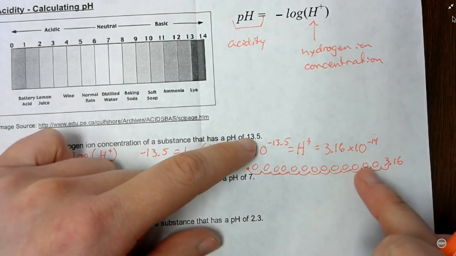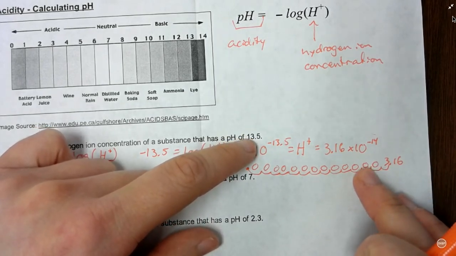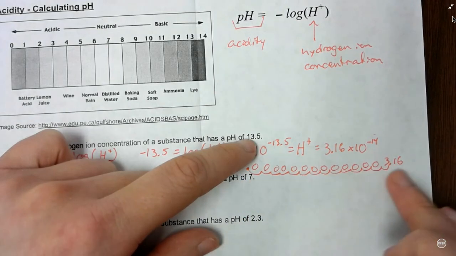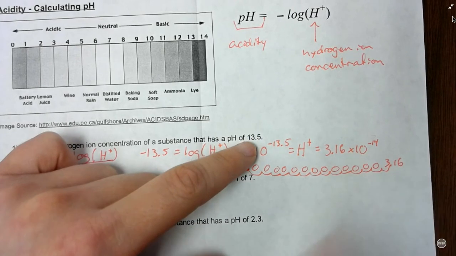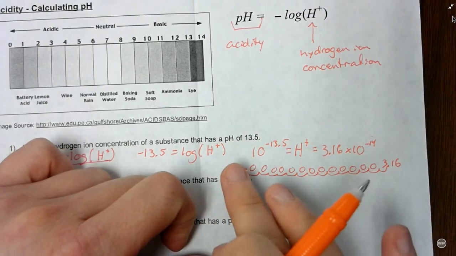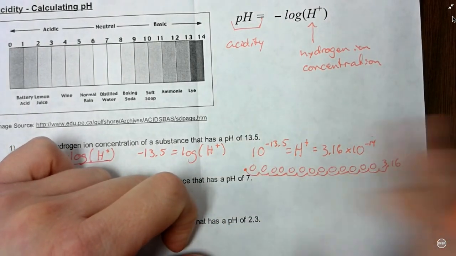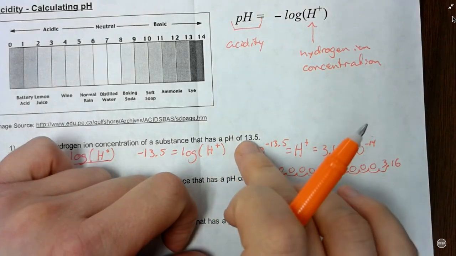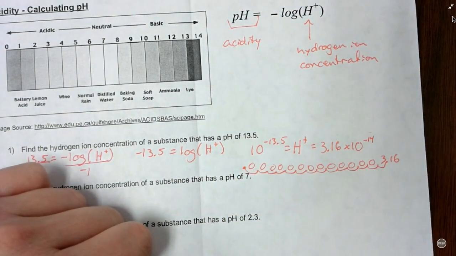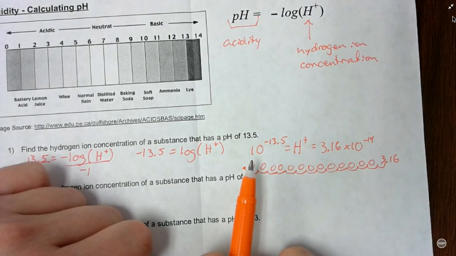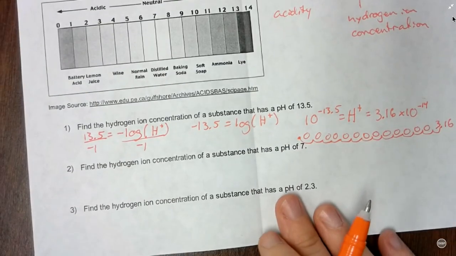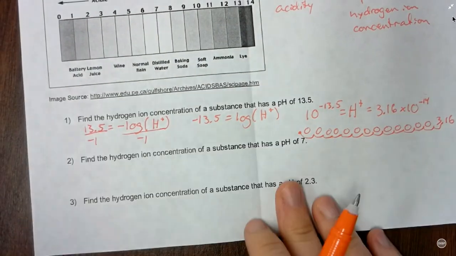Now, which number would you rather work with? 13.5 or this? I don't know about you, I'd rather work with 13.5. So that's what a logarithm does for you. It takes this crazy number and gives you 13.5. Isn't that nice? Let's try a couple more. They won't be quite as bad as this one.